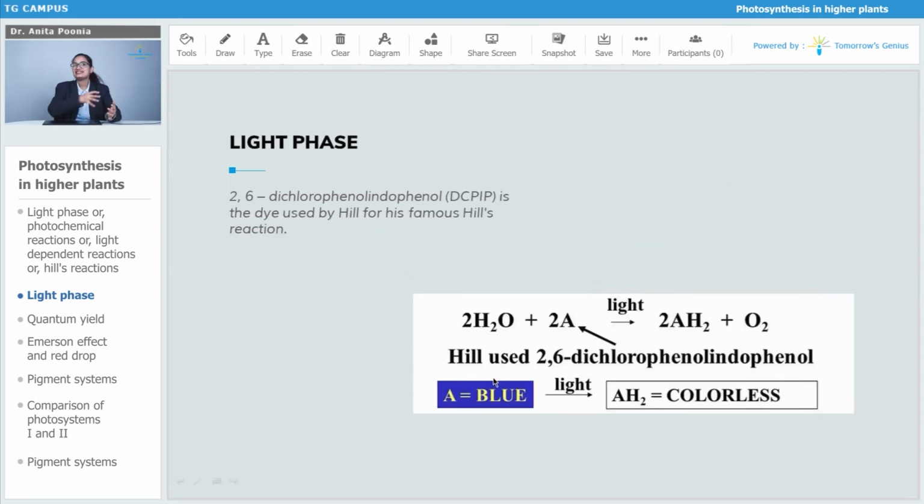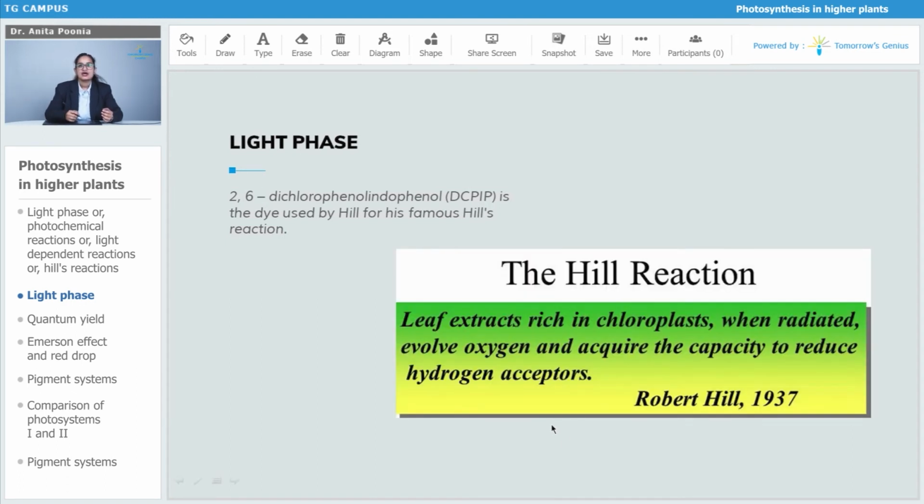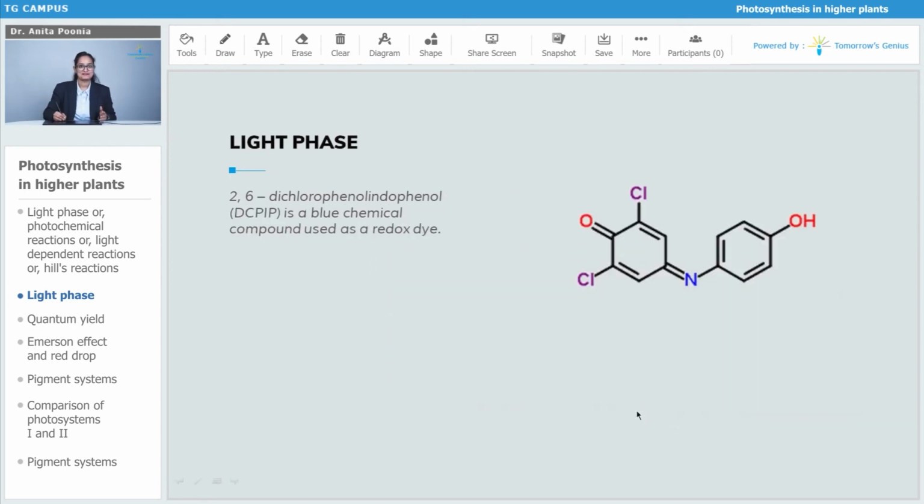Right? Now, under this light phase, 2,6-dichlorophenolindophenol, DCPIP, is the dye which was used by Hill for his famous Hill's reaction, with the help of which we got to know all this information. Right, so in Hill's reaction, he used a leaf extract rich in chloroplasts, and when irradiated, it evolved oxygen and acquired the capacity to reduce the hydrogen acceptor. That's how we got to know that the oxygen that comes during photosynthesis comes from the breaking down of water in the presence of light.